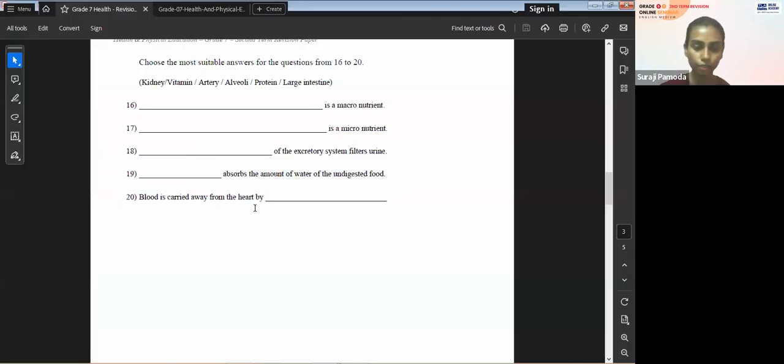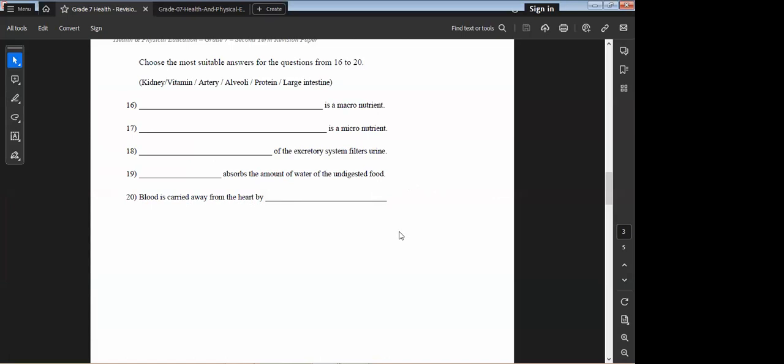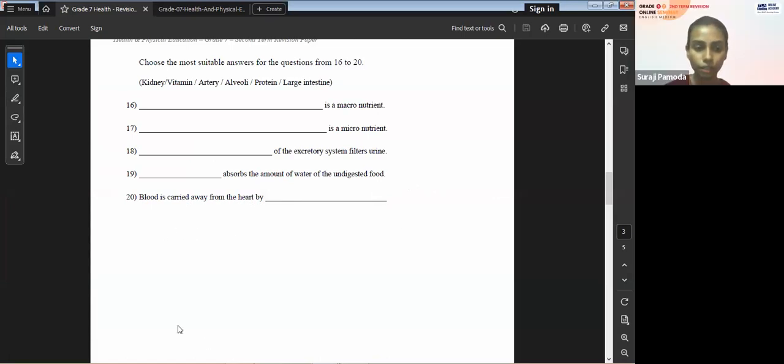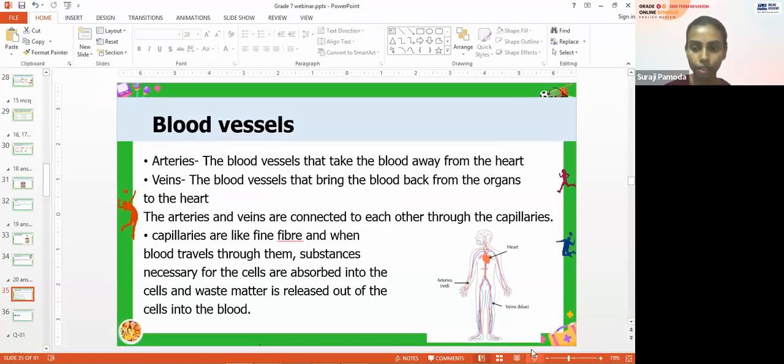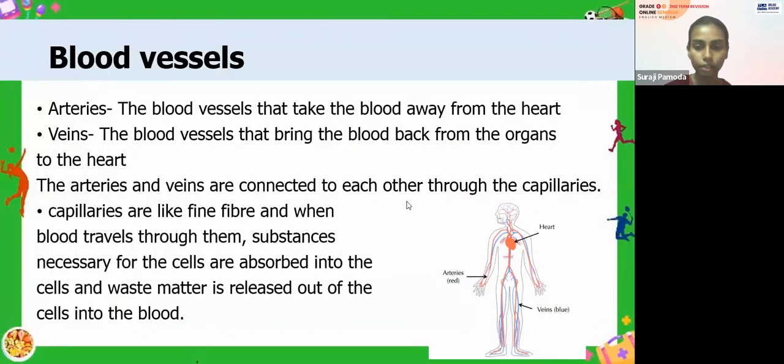Okay, so the last question for part 1. Blood is carried away from the heart by arteries. When we talked about the circulatory system, there are two types of blood vessels, arteries and the other one is veins. Arteries help to take the blood away from the heart. අපි blood heart එකෙන් එළියට ගෙනියන්නේ arteries. The blood vessels that bring blood back from the organs to the heart are called veins. Organs වලින් ඉඳලා heart එකට blood එක ගේන්නේ veins වලින්.